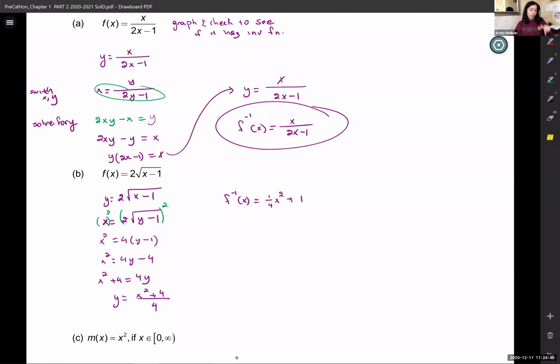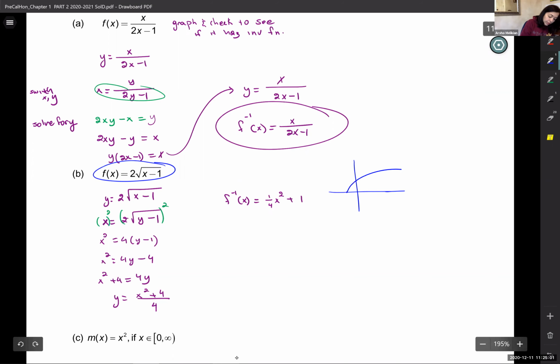All right, we do have a problem here because take a look. f of x is 2 root x minus 1, which is this. Okay, I'm sorry, it's this. It's just that square root graph. But look, f inverse, right? What we got for f inverse, that's a parabola that looks like this.